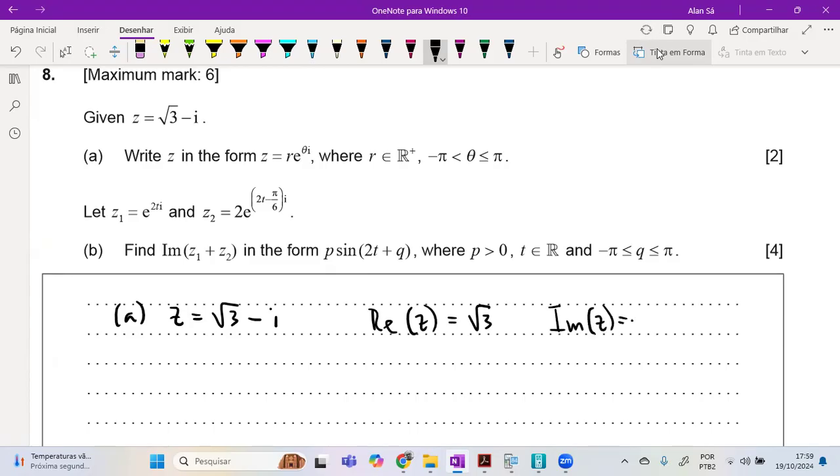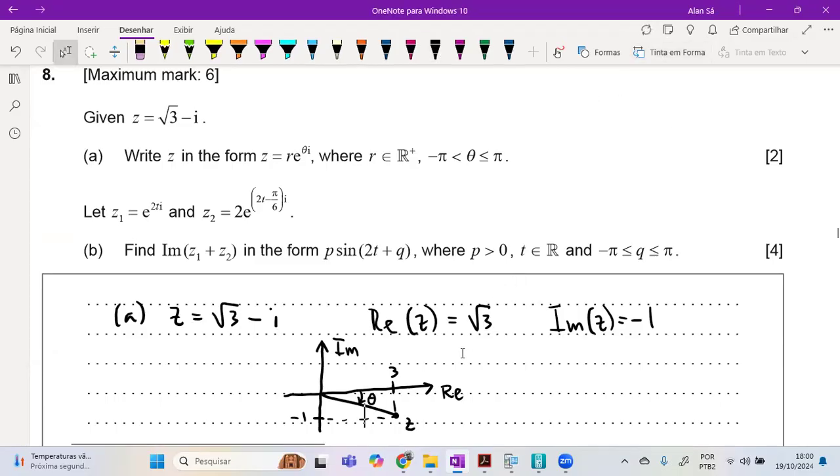On an Argand diagram, this complex number would be in a position root 3 real, minus 1 imaginary. So it'd be here, the complex number z. The modulus is the length of this line. The argument is this angle. We could use trigonometry and Pythagoras to find this, but rather than doing that, we're going to use the calculators.